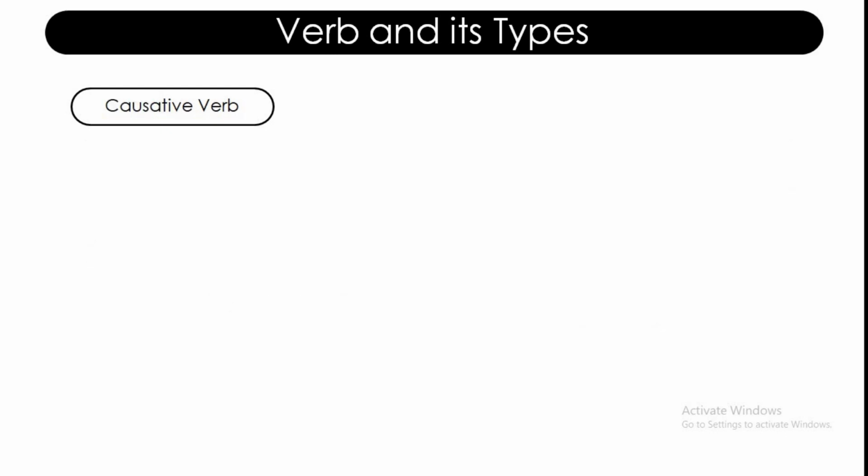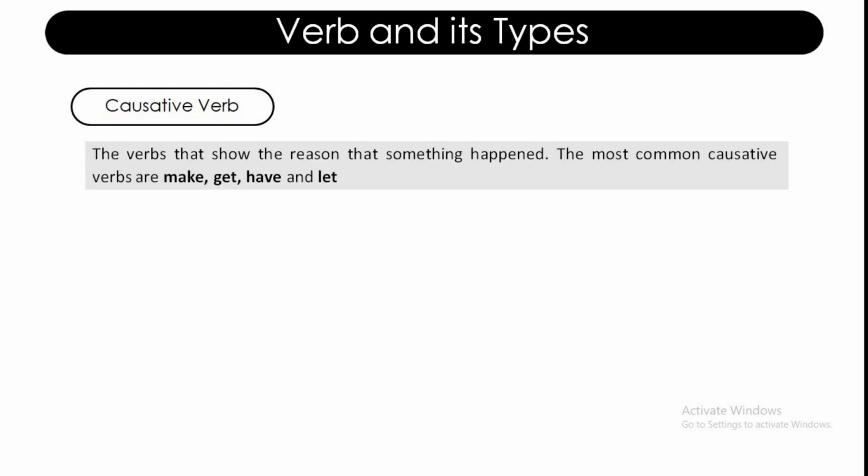Moving towards causative verbs. These are verbs that show the reason that something happened. The most common causative verbs are make, get, have, and let. For example, Henry let me drive his new car. Here let is the causative verb.